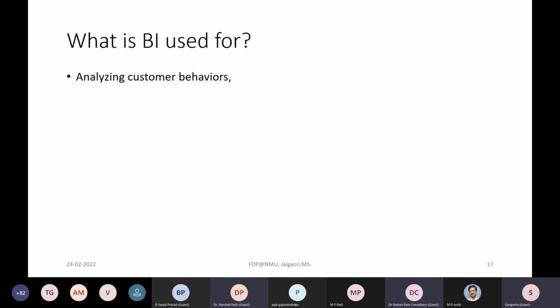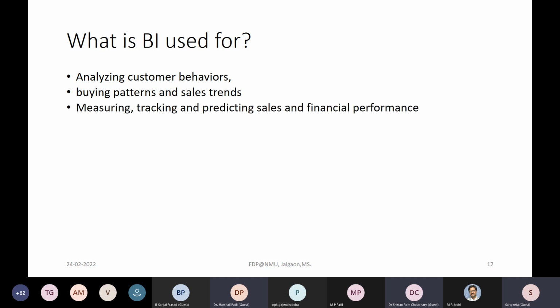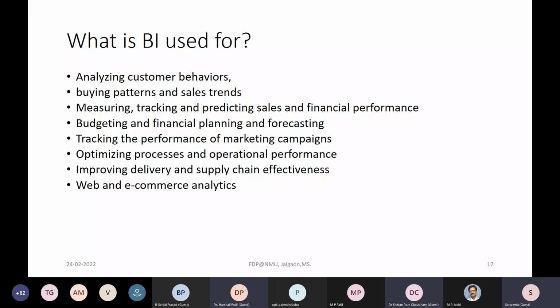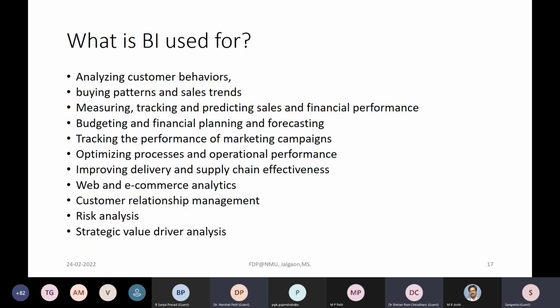So business intelligence is used for customer behavior, buying patterns and sales trends, measuring, tracking and predicting sales and financial performance, budgeting, financial planning, forecasting, tracking performance of marketing campaigns. Look carefully at all of these, okay? Optimizing processes and operational performances, improving delivery and supply chain, e-commerce analytics, customer relationship management, CRM, risk analysis, finally, strategic value driver analysis.